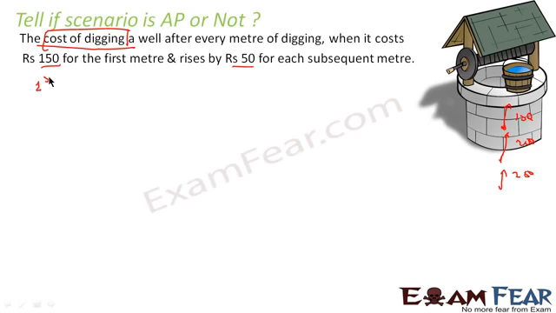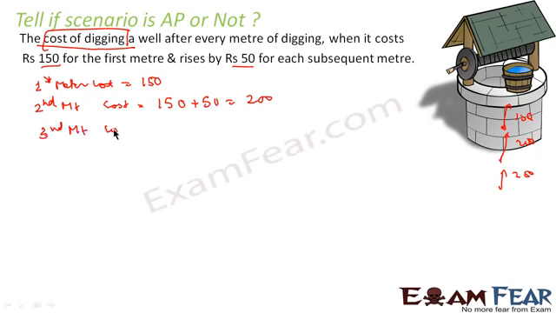First meter cost is equal to 150. Second meter cost is equal to 150 plus 50. Why? Because it is given that after every meter the cost increased by 50. Third meter cost is equal to 200 plus 50, that is 250. Fourth meter cost is equal to 250 plus 50, that is 300.